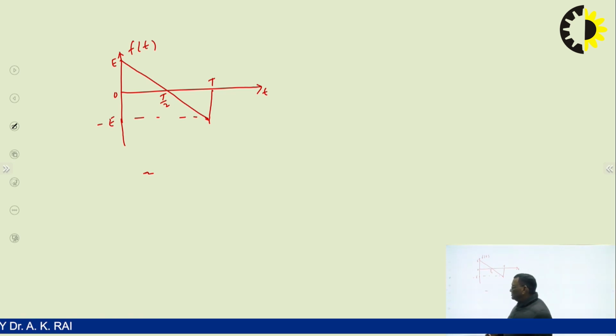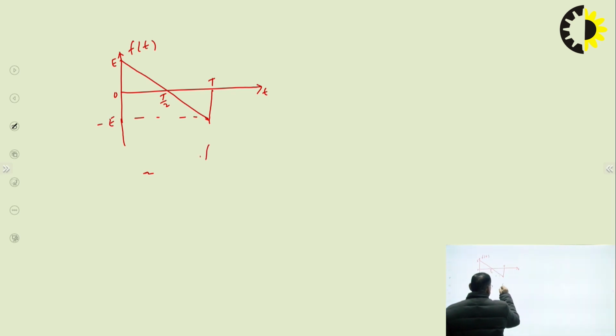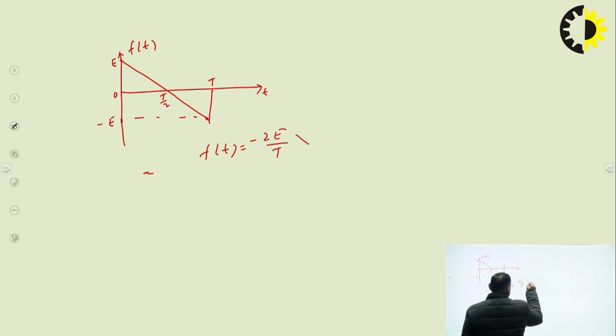So what you have to do, you have to first write the equations. So you can write the Ft. So Ft is, what is the slope of the line? So minus 2E upon T. This is the slope of the line, and it is plus E.